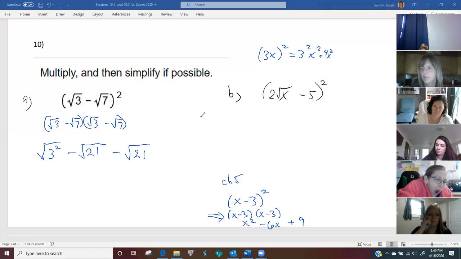Are we done? Yes? And then I have the last, which is a negative times a negative, which is a positive, and a square root of 7 times a square root of 7. Yes, it's a square root of 49, but I'm just going to call it a 7 squared. And then the 3 comes out.